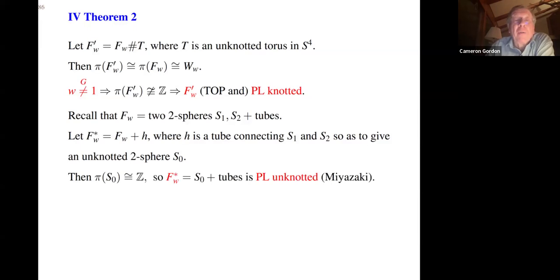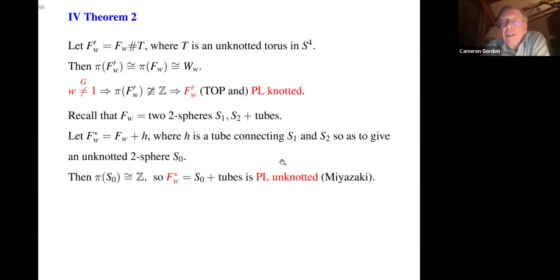Another way to think of F_W star is that we can first add the tube connecting S1 and S2 to get S0. Well, that's an unknotted sphere, so its group is Z. So when we add more tubes to get F_W star, because homotopy is the same as isotopy in this dimension, this is just Z, and so these tubes are all going to be trivial. And so this surface is going to be PL unknotted. And this was an observation of Miyazaki.